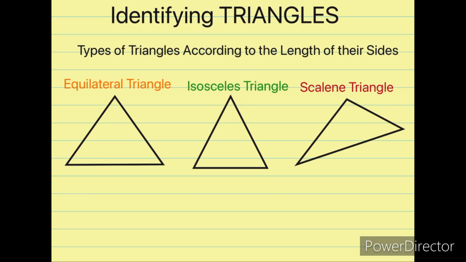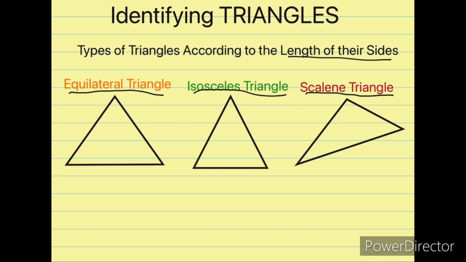In this video, we're going to identify the triangles. The triangles are classified based on their type. First is the types of triangles according to the length of their sides. If we are talking about the types of triangles according to the length of their sides, they are classified into three: the equilateral triangle, the isosceles triangle, and the scalene triangle.